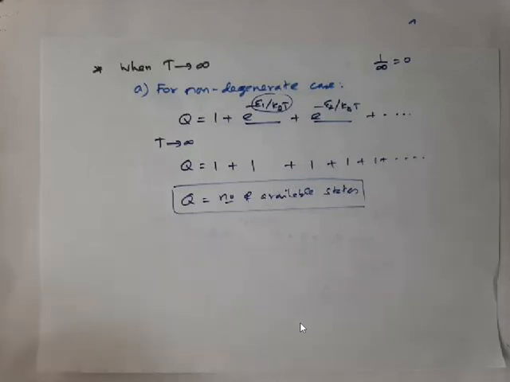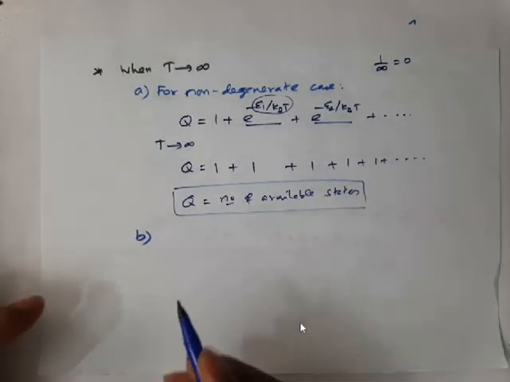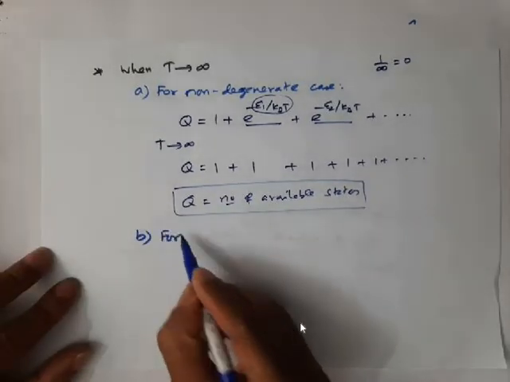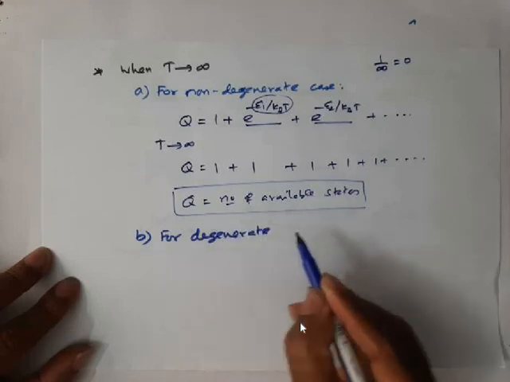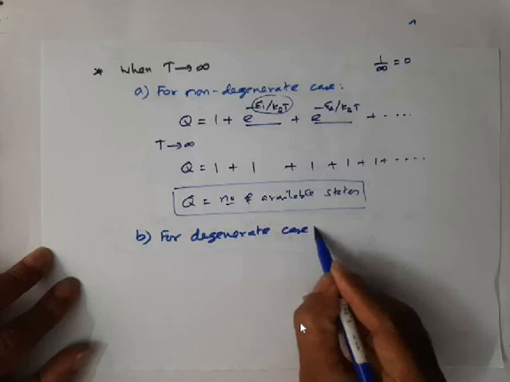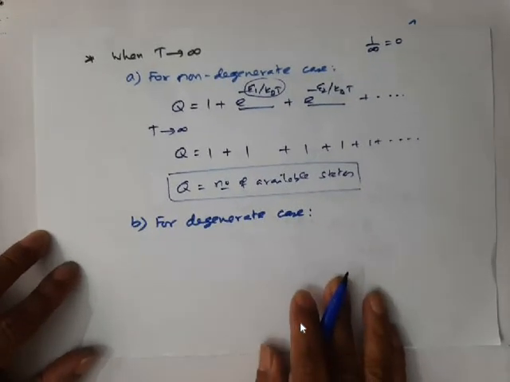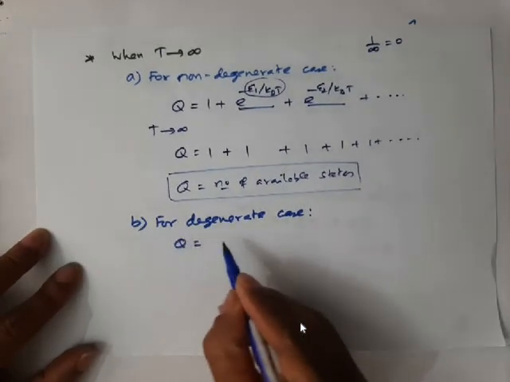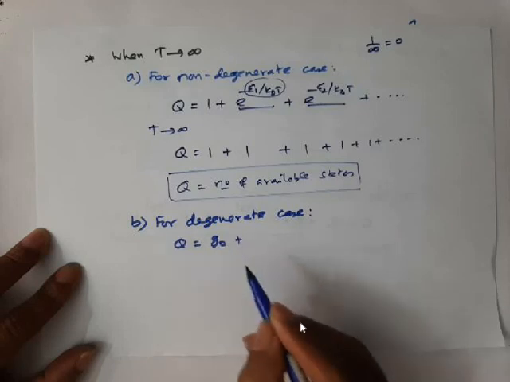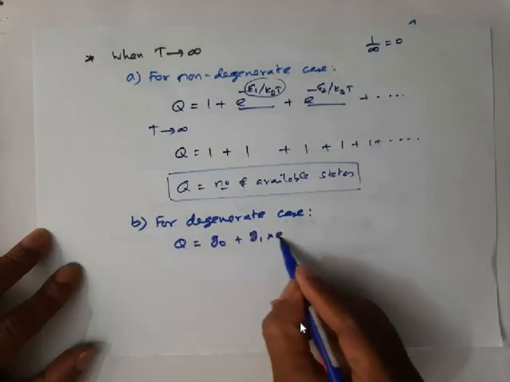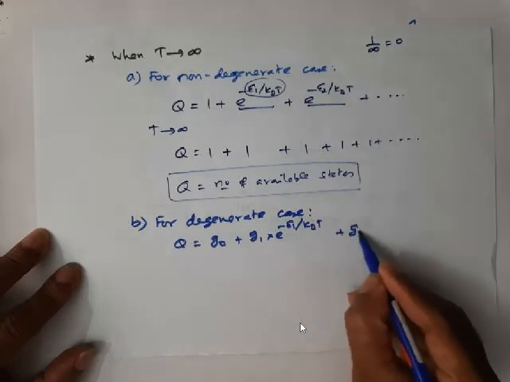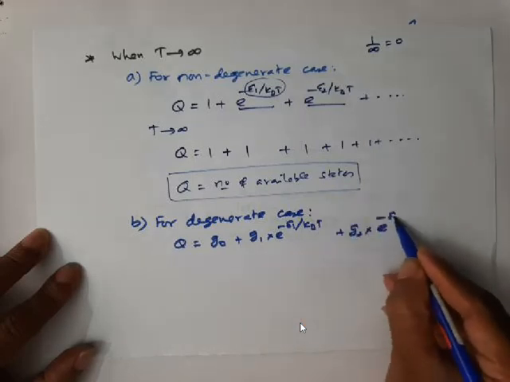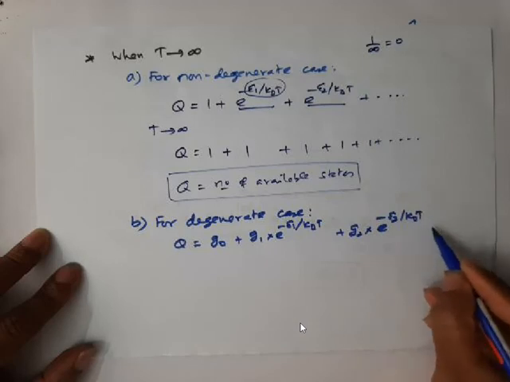Now, suppose I have degenerate levels. For the degenerate case, if energy levels are degenerate, then what to do? Yes, you know the formula: Q is equal to g0, the degeneracy of the ground state, plus g1 into e power minus E1 by kBT plus g2 into e power minus E2 by kBT and so on.